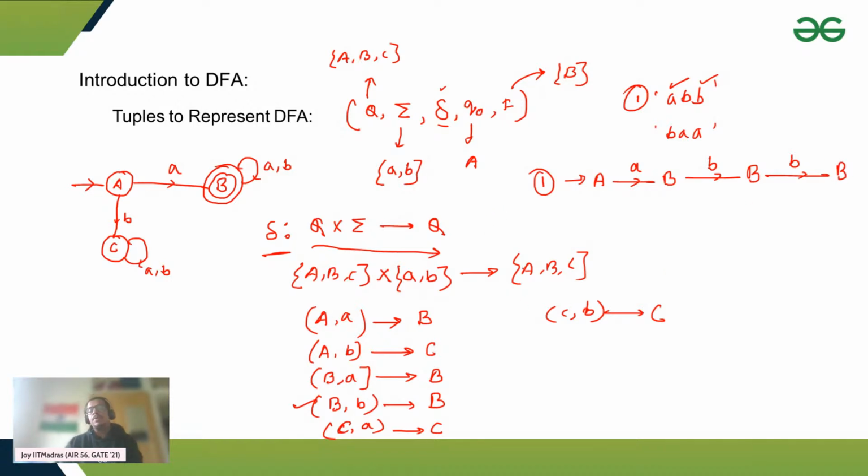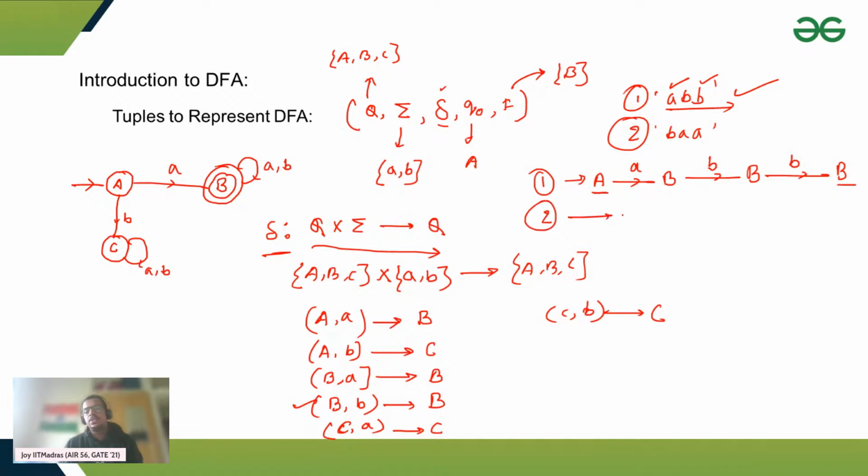Now you can see that starting with the initial state, by scanning the whole string abb, we will be reaching a final state. We will be reaching B, which is a final state, right? That means this string is accepted. Starting from the initial state, if we reach the final state, then we can say that this string is accepted. Now let's check the next string.